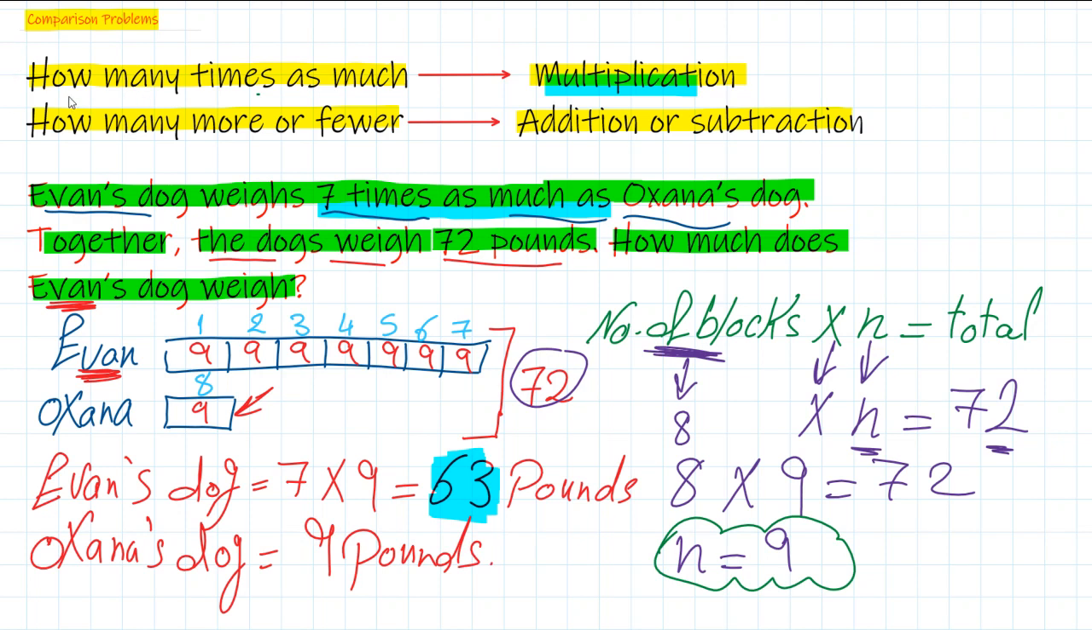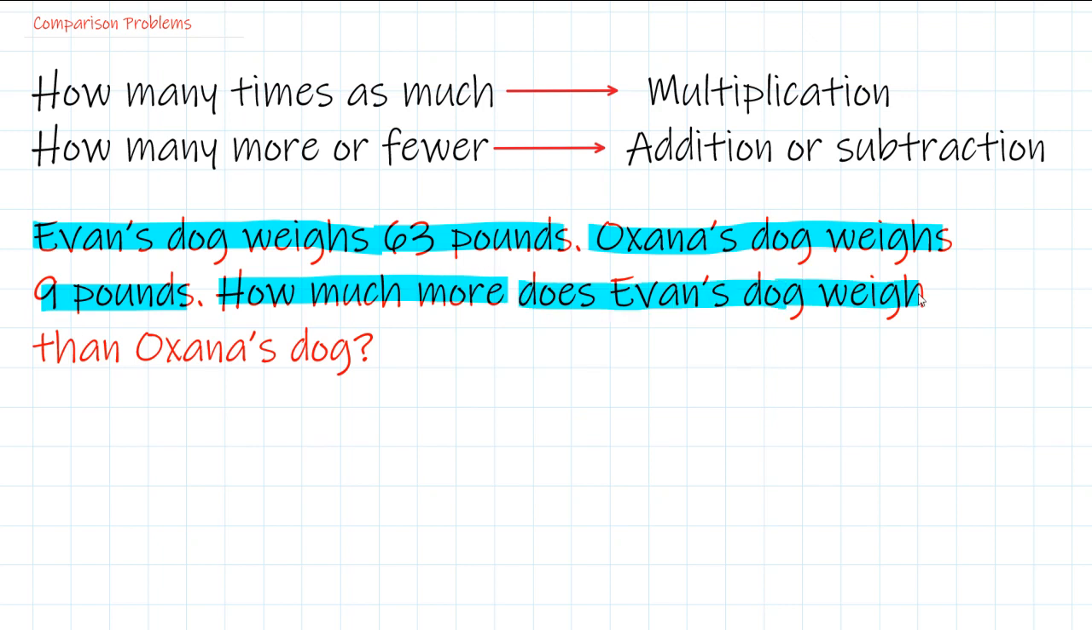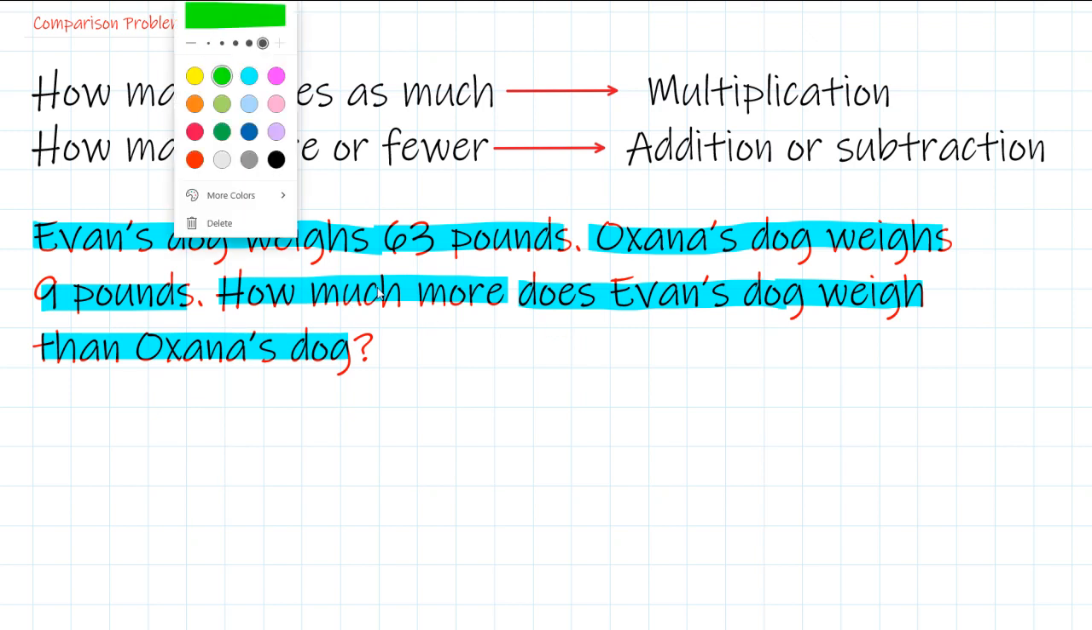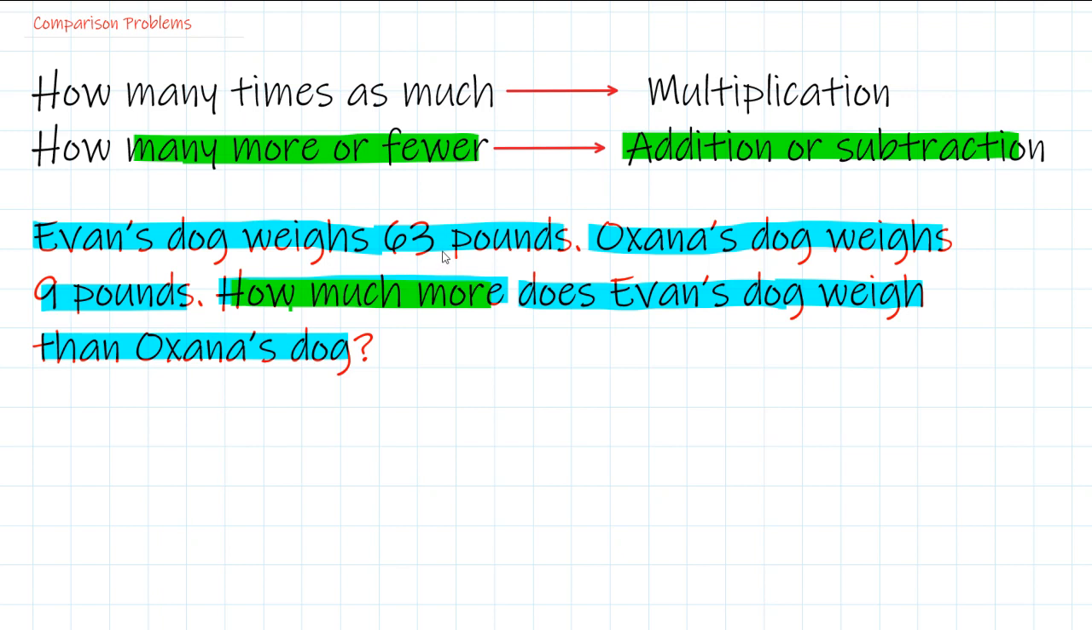Okay, let's move to the next example. Ivan's dog weighs 63 pounds, right? And Oksana's dog weighs 9 pounds. How much more does Ivan's dog weigh than Oksana's dog? So let's see here. We have this sentence, how much more? How many more or how much more will be addition or subtraction. Let's model it first. The big one is Ivan and the small one is Oksana, right?